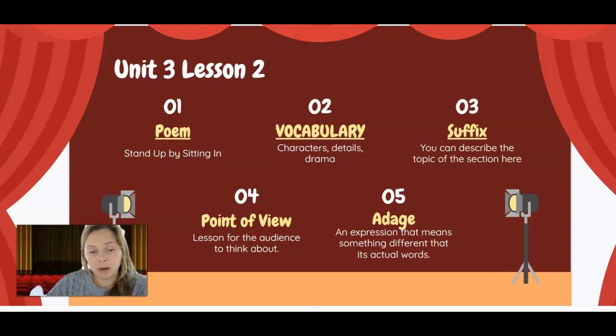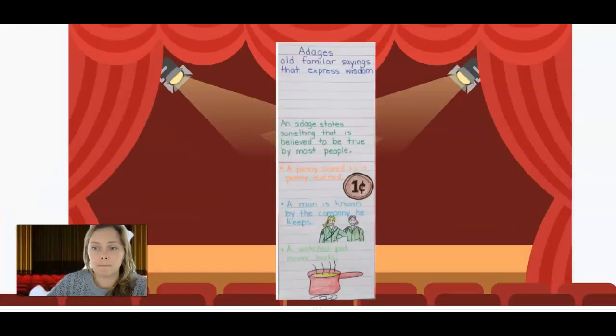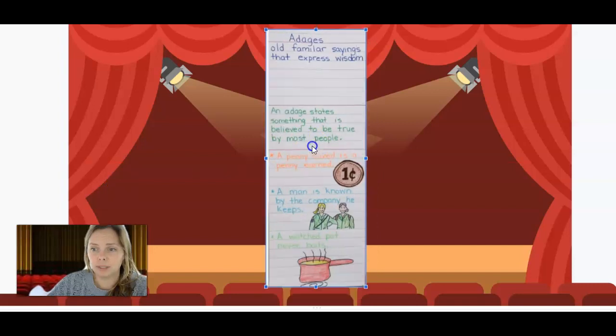Okay, and the last part of this lesson 2 that's new is adages. I have this visual here for us. An adage is an old familiar saying that expresses wisdom. These are sayings that you have most likely heard, or if you haven't, you probably will. It's just things that give some kind of wisdom. It states something that most people believe is true. So an adage would be something that we all pretty much agree on.